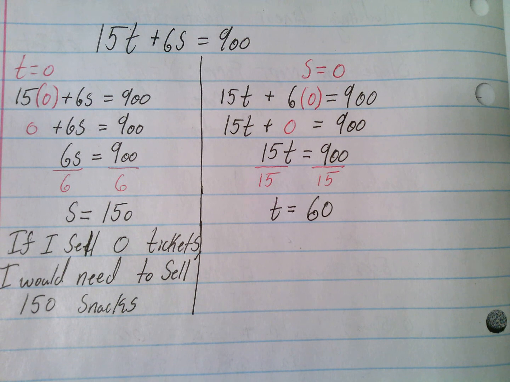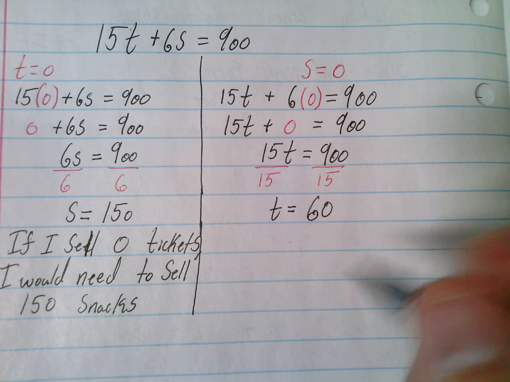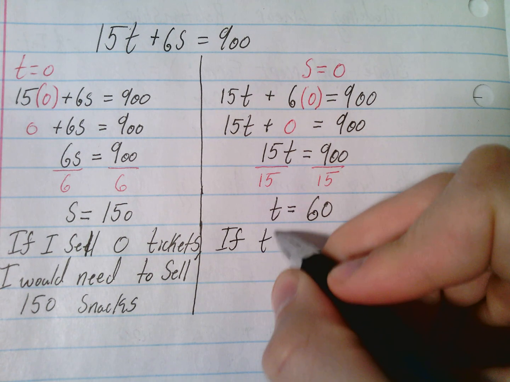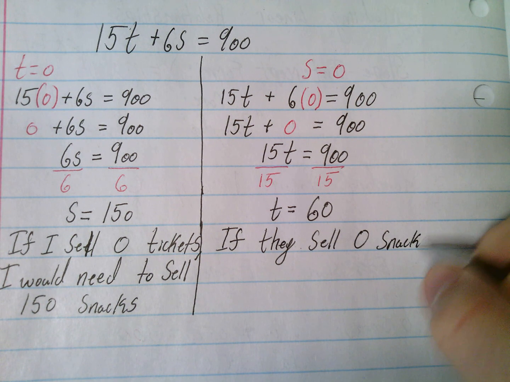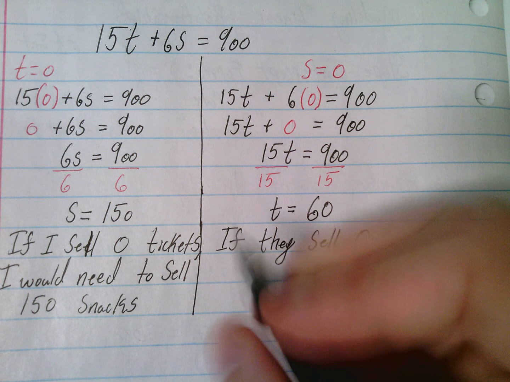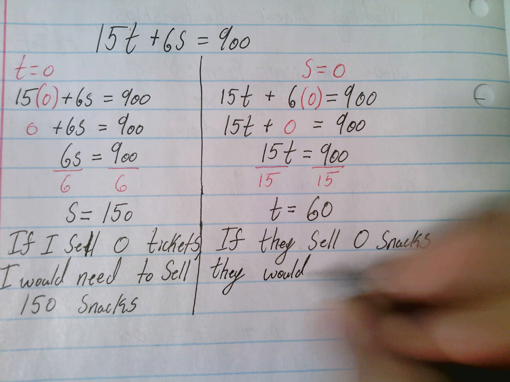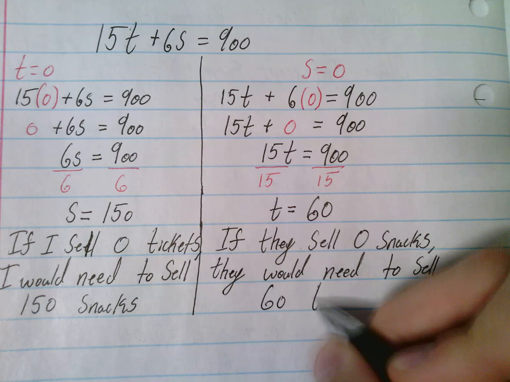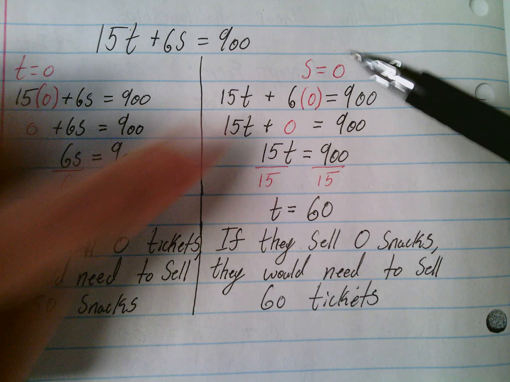So this one might make a little bit more sense, because if I sell 0 snacks, if I don't have any snacks to sell, so if this tournament sells 0 snacks, in order to reach their goal, they would need to sell 60 tickets. Okay, so we've got 0, 150, and 0 and 60.